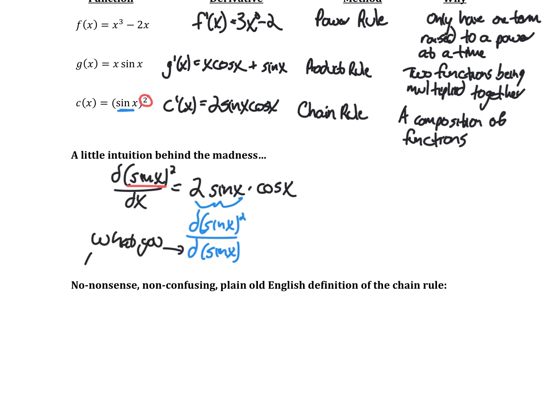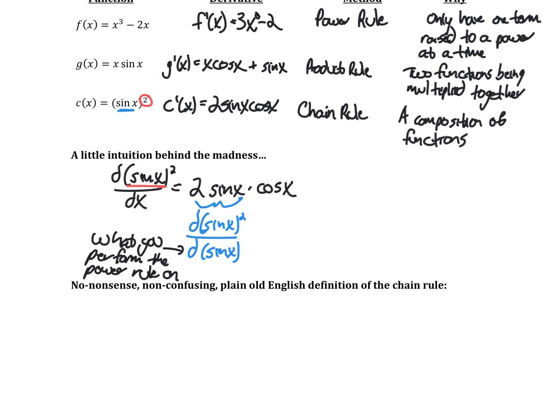Okay? So basically I perform the power rule on sine of x. Normally, if it was x squared, you would have 2x. But in this case, I have sine of x squared, so I have 2 sine of x. So the way you would notate that is the derivative of sine of x squared over d sine of x.